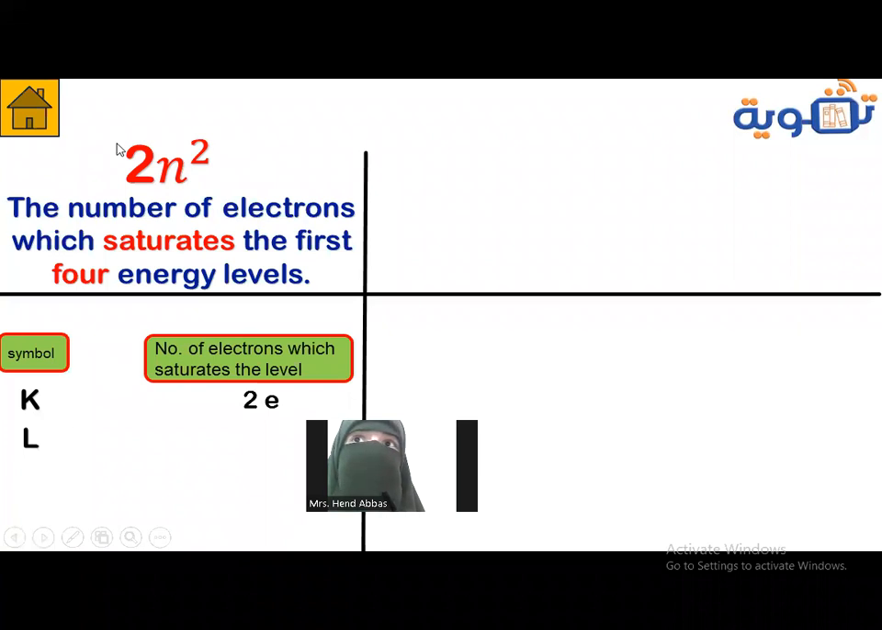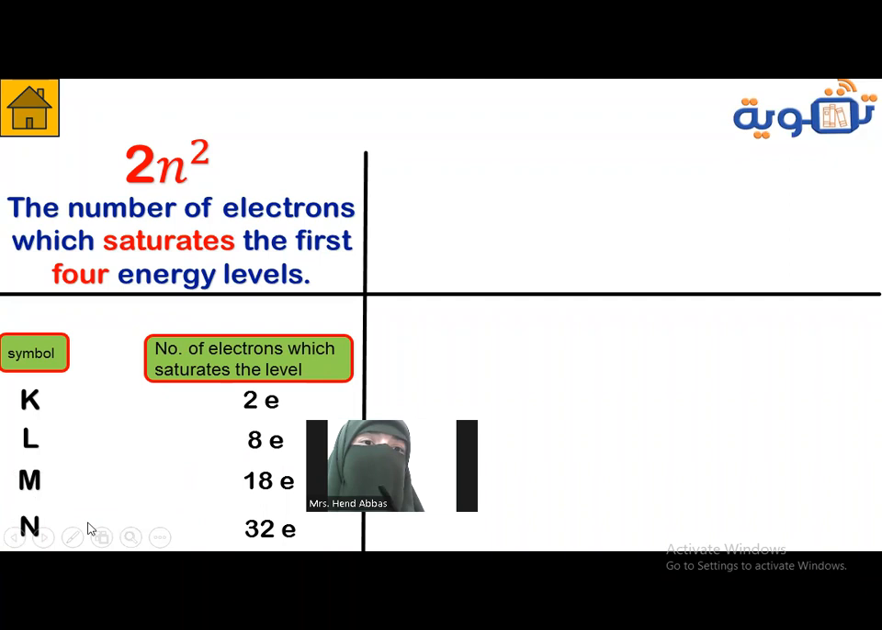What about the L level? Again, apply the same rule, 2n². L is energy level number 2, so 2 times 2 power 2. Because n here is the number of the energy level. So it equals 2 times 4, which equals 8 electrons. By applying the same rule to the M level, it will saturate with 18 electrons, and the N level will saturate with 32 electrons.